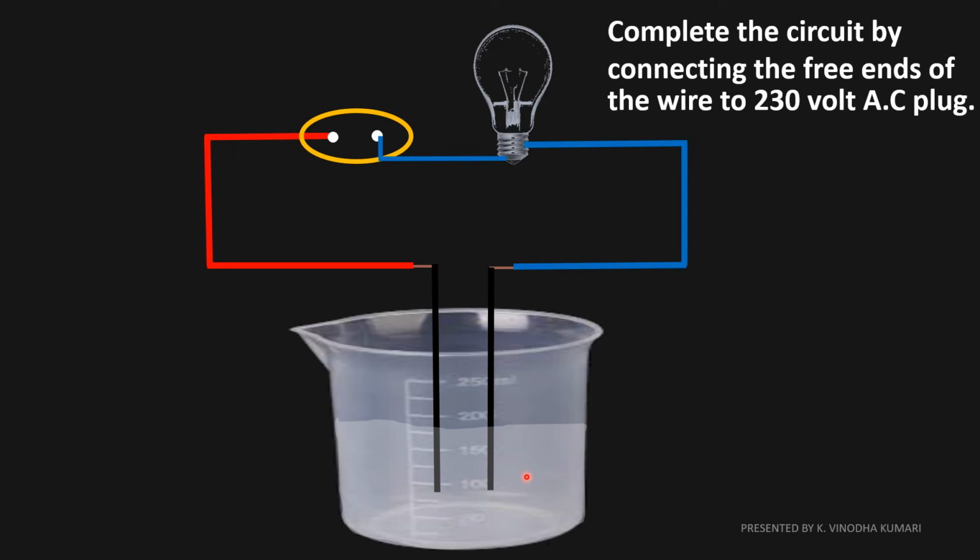We have taken glucose solution. So glucose solution does not give any ions in that solution. Because of the absence of the ions, the flow of the current does not take place. That is the reason why the bulb is not glowing. So the absence of the ions in the glucose solution makes the bulb not glow. Okay, now we'll take another solution and see.